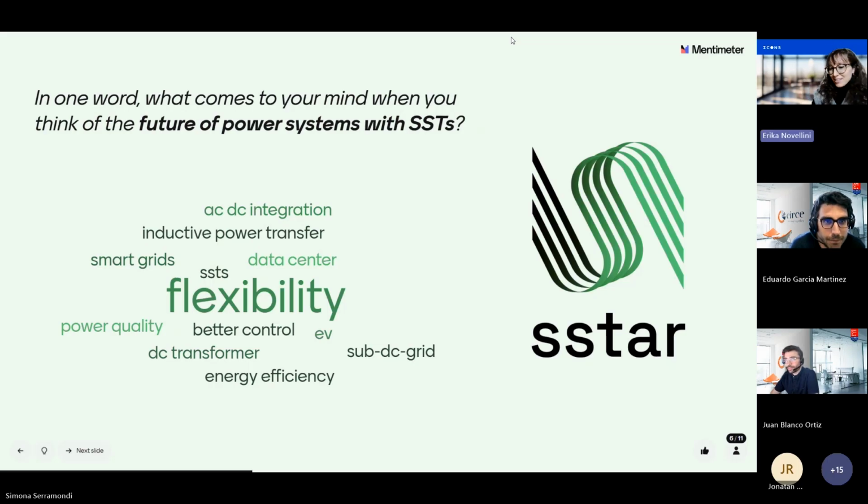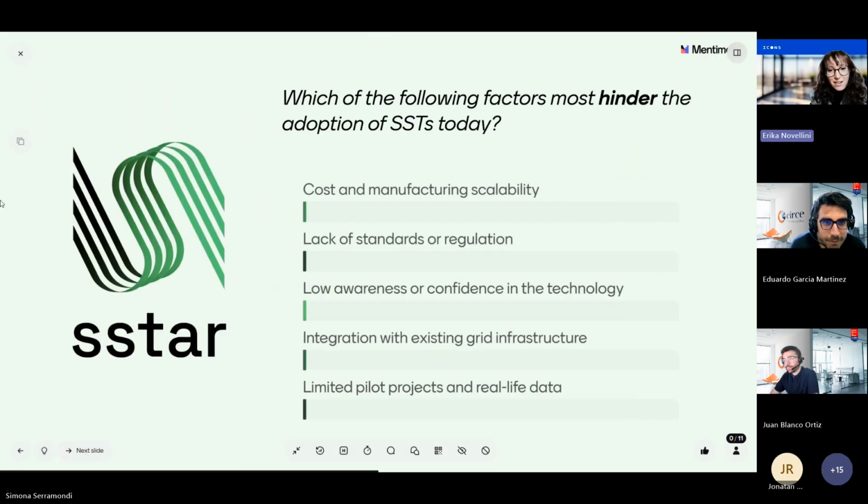Great. Okay, thank you. This was just an icebreaker. We can move to the next question then. Here, which of the following factors most hinder the adoption of solid-state transformers today? This is because we are interested in collecting what are the main barriers to the adoption of solid-state transformers. Here you need to rank the options, from the most important to the least important that you think.